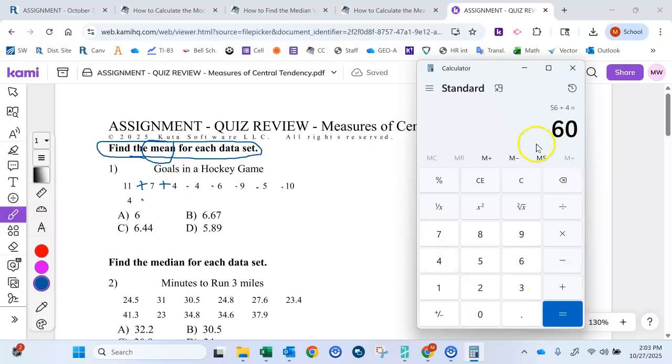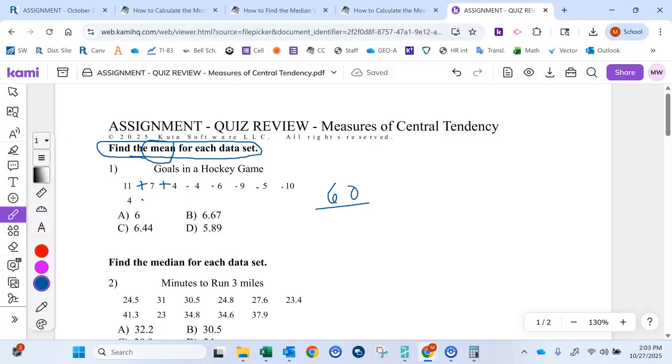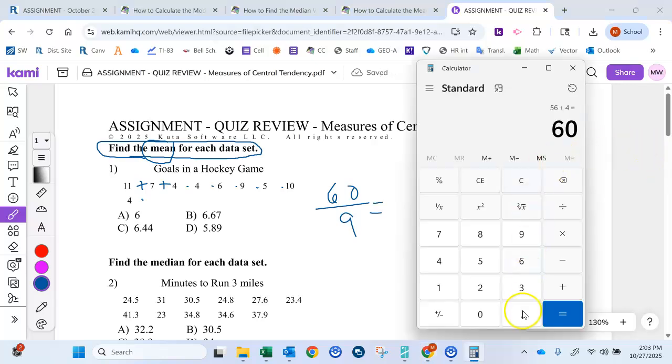So I get 60. And there's how many numbers? There again, 1, 2, 3, 4, 5, 6, 7, 8, 9. So I got 60, but I have to divide by 9, right? Because the sum divided by n, the number of numbers. So that's going to equal what? Where's my calculator? Divided by 9 equals, so I got 6.66.